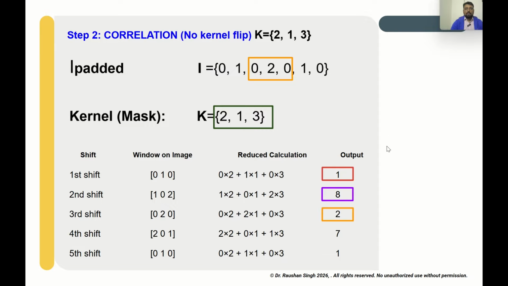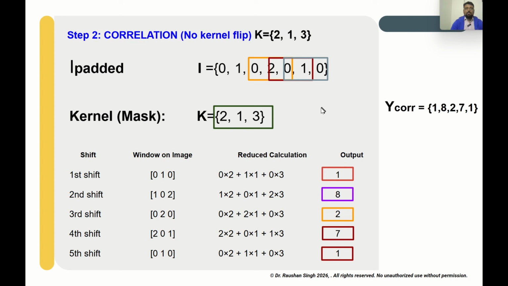So that only we are getting here. Likewise, you have to keep it shifting and you will be getting the values. So this was for correlation. In correlation there is no 180-degree rotation of the kernel, so whatever was written in the question, that only we are straight away using.